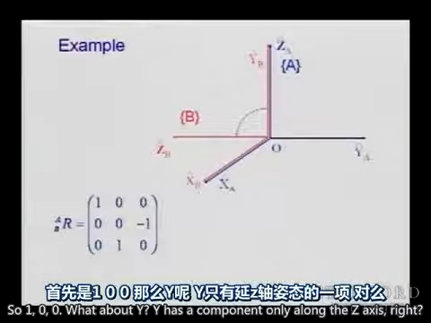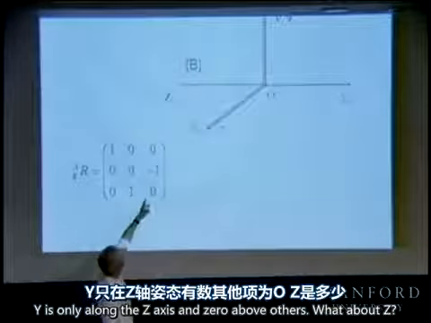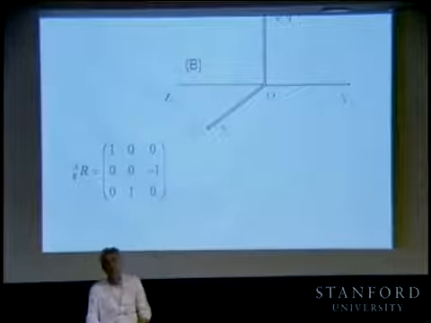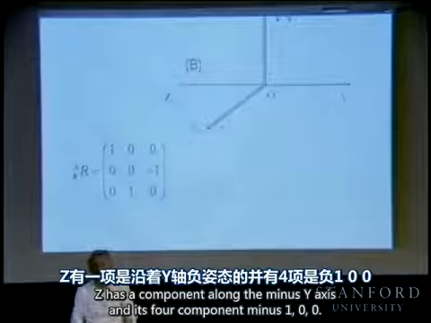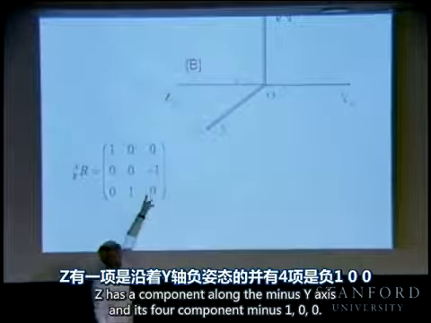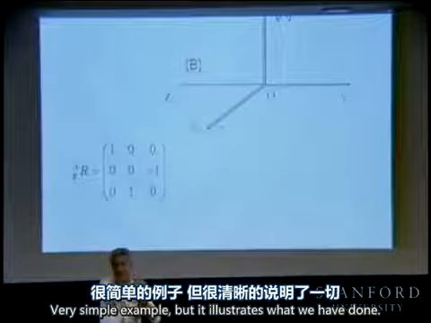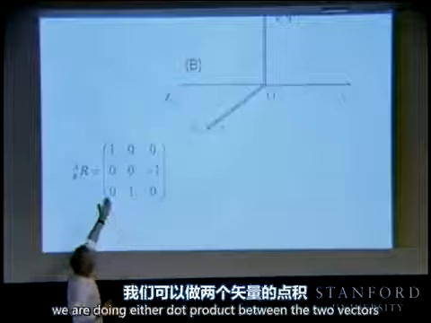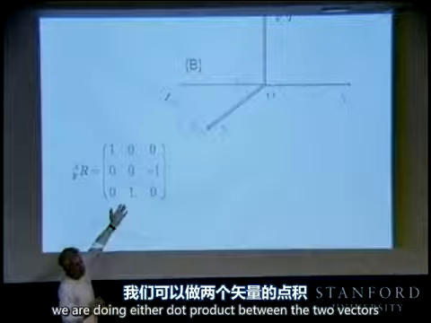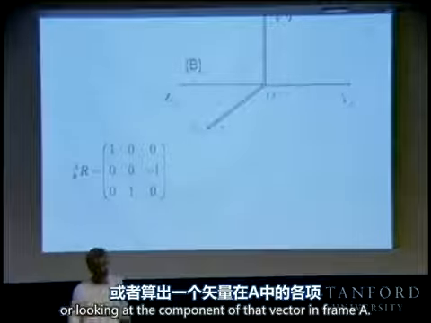So 1, 0, 0. What about Y? Y has a component only along the Z-axis, right? Y is only along the Z-axis and 0 about the others. What about Z? Z has a component along the minus Y-axis and its full component minus 1, 0, 0. Very simple example, but it illustrates what we have done. Essentially what we are doing is either a dot product between the two vectors or looking at the component of that vector in frame A.